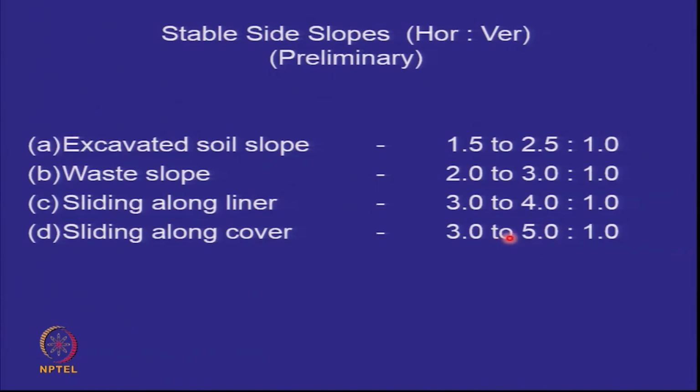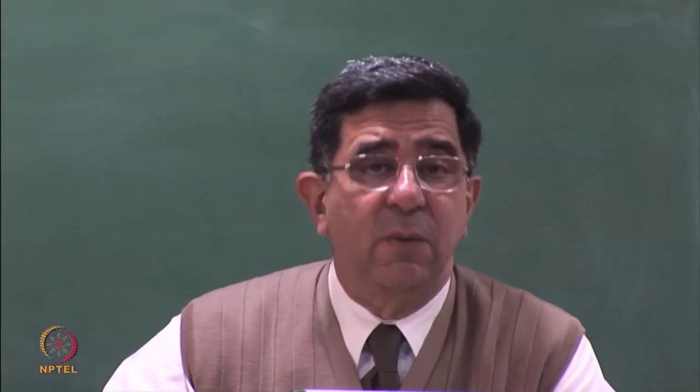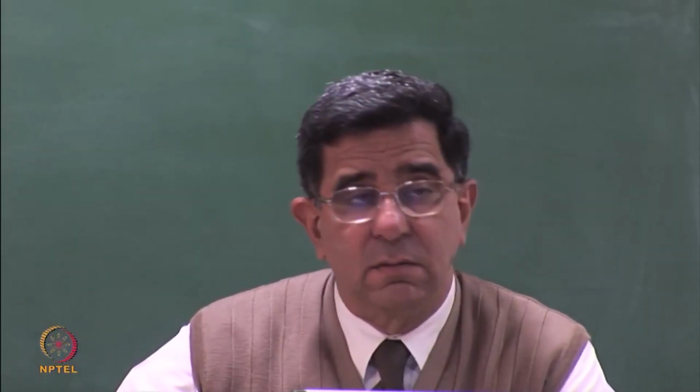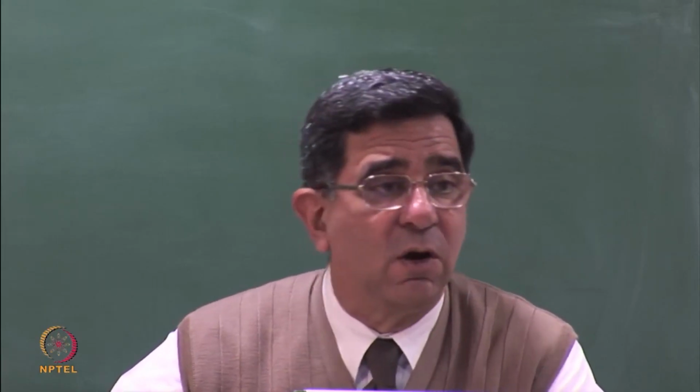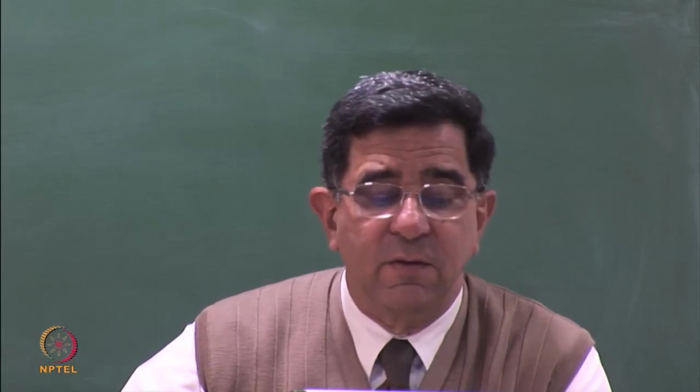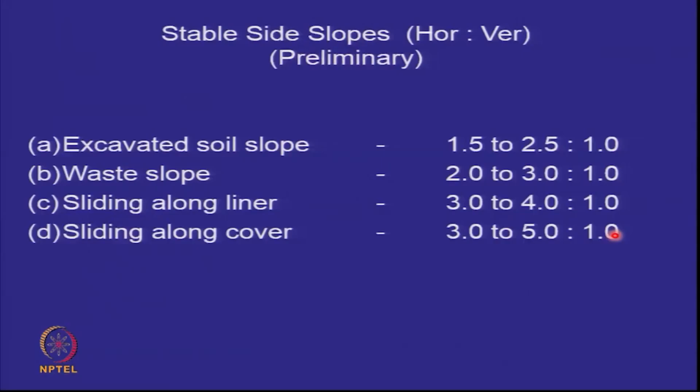Covers are slightly more flatter than the liners, and the reason is the excavated slope of the liner becomes buried with time as waste fills up. So the slope is no longer a permanent slope, whereas the cover slopes are exposed for many more years, and therefore the stability of these slopes has to be assured for 50 to 100 years. The stability of the liner slope has to be assured for the period which the excavation remains, which may be 1, 2 or 3 years. So obviously you are having a flatter slope along the cover.